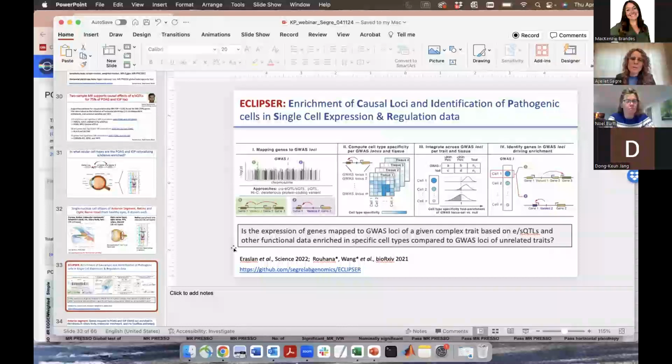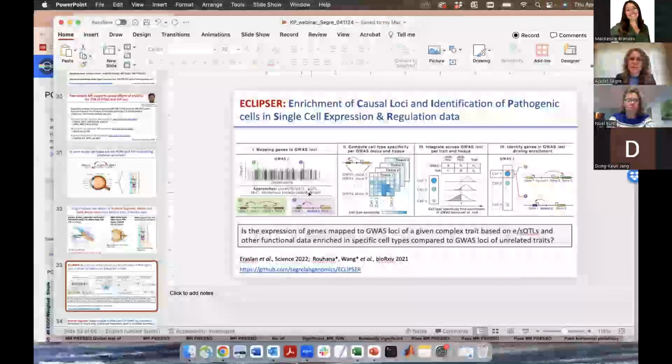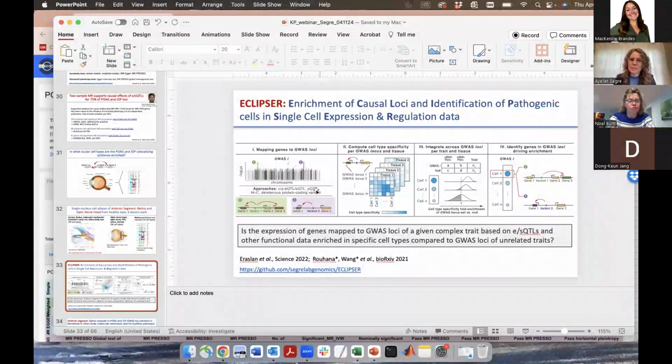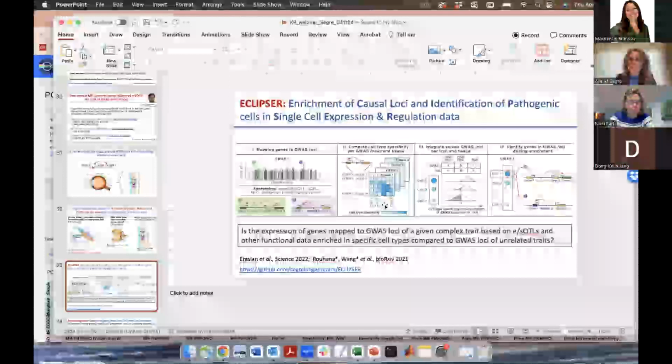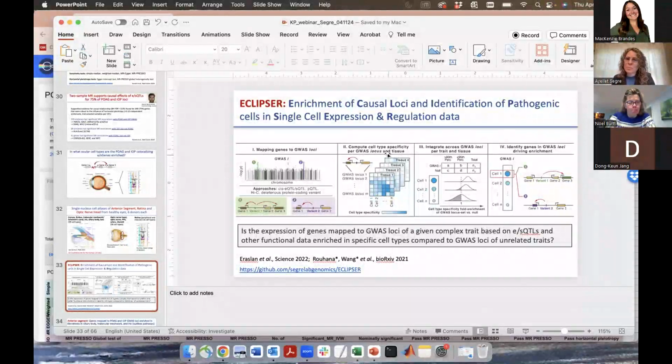And we applied a method called Eclipse that we previously developed. It stands for enrichment of causal loci and identification of pathogenic cells in single cell expression regulation data, that is based on mapping genes to GWAS loci based on EQTLs and SQTLs, but also adding in additional mapping from Open Targets Genetics using other functional genomic data such as PQTLs, Hi-C data, deleterious protein coding variants. We then compute a cell type specificity score per GWAS locus and tissue based on the cell type specificity of the genes that map to the locus.